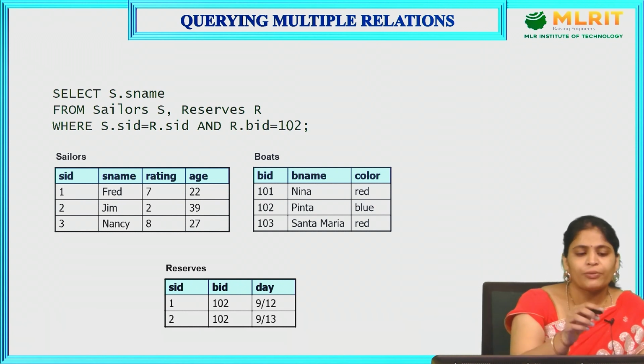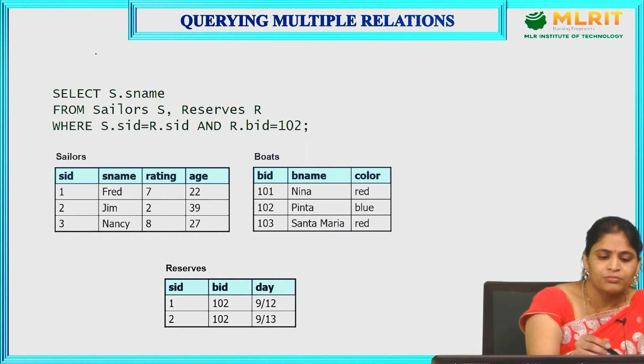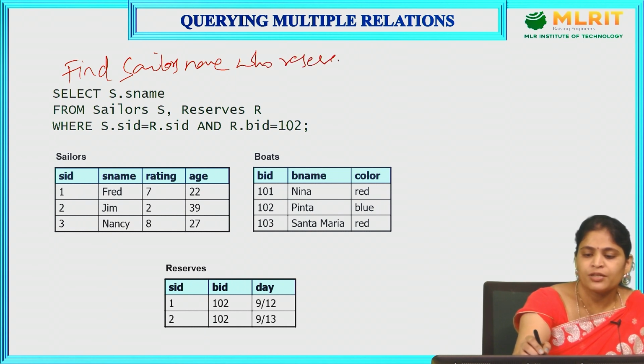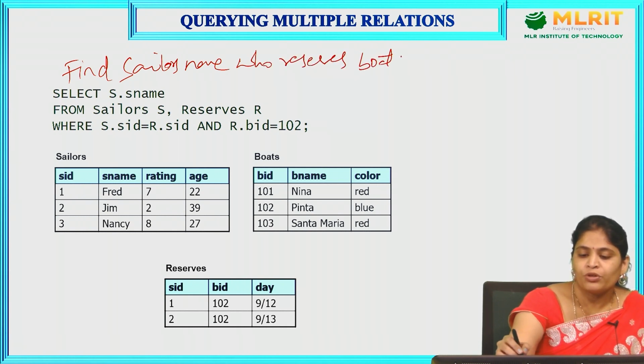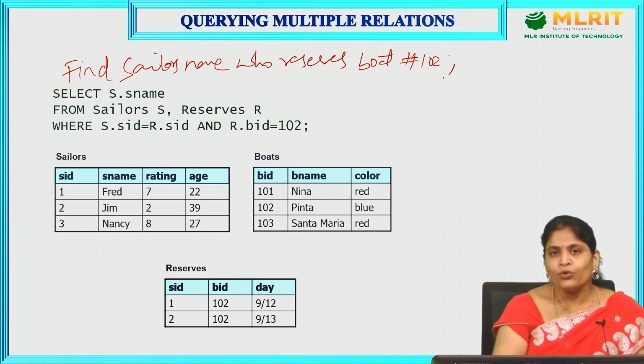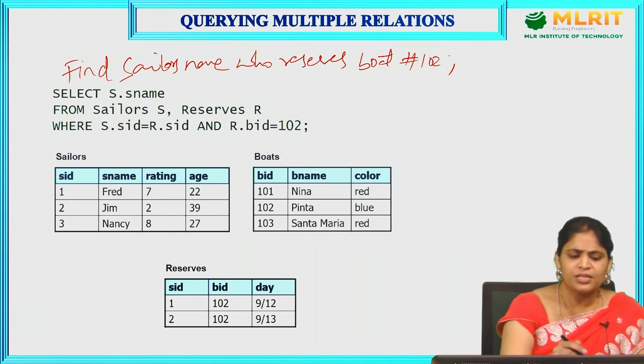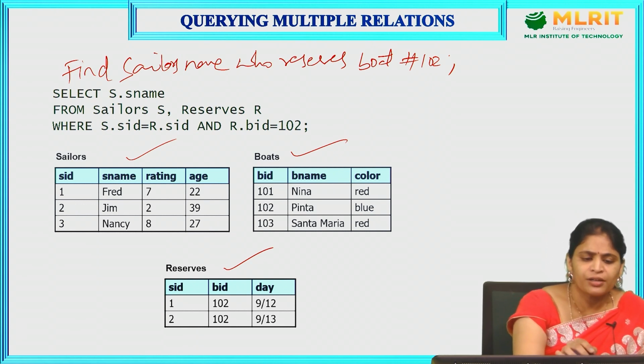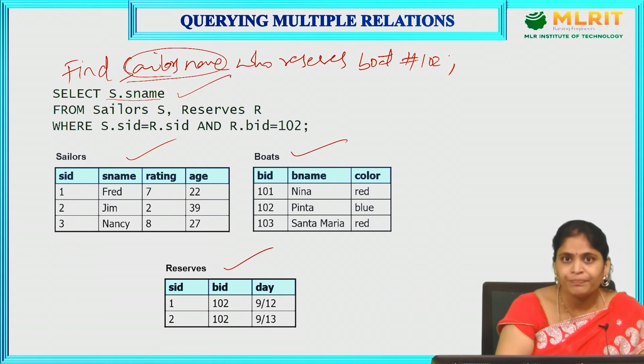So here the query is, I want to find Sailors name who reserves boat number 102. Find Sailors name who reserve boat number 102. These are the three tables: Sailors, boats and reserves. Sailors reserve boats, right? So what I want here? I want Sailors name. So I want select S dot S name, right?